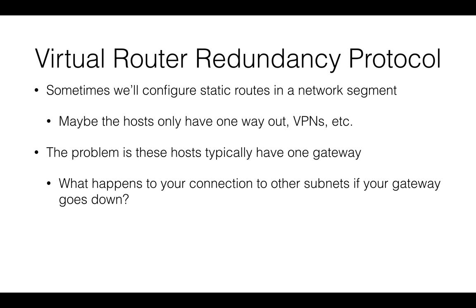VRRP solves this problem that we can't have multiple gateways configured on a single host. And typically in a subnet, we're not going to have more than one layer 3 device handling traffic for different routes. We're going to try to run everything through one router, or at least one virtual router spread across multiple physical systems. The problem with having just one single gateway is it introduces a single point of failure.